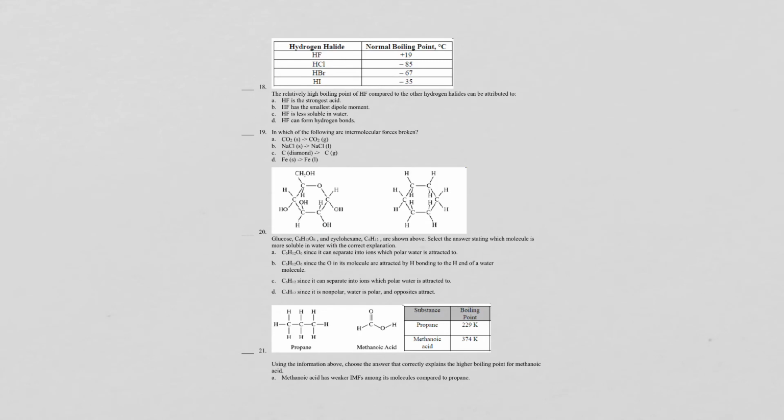Question 18 gives us the normal boiling points of the halogens as hydrogen halides, and it says the relatively high boiling point of HF compared to the others is attributed to, and again, hopefully students will remember that, the smallest dipole moment means it's the least polar, which is not true. So hopefully they're going to zoom in on it's got to be an IMF. So 18 is D.